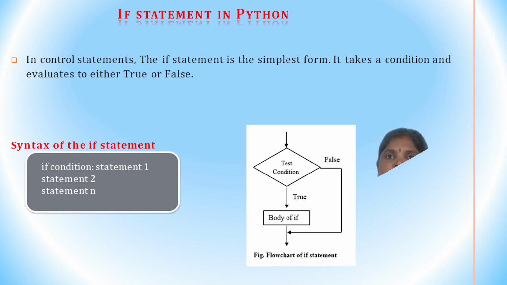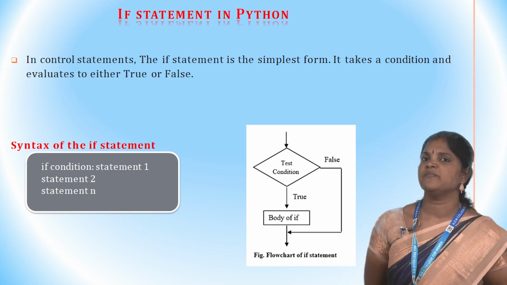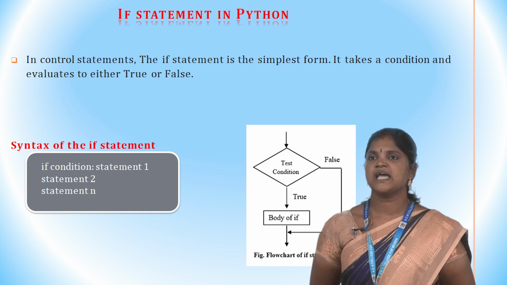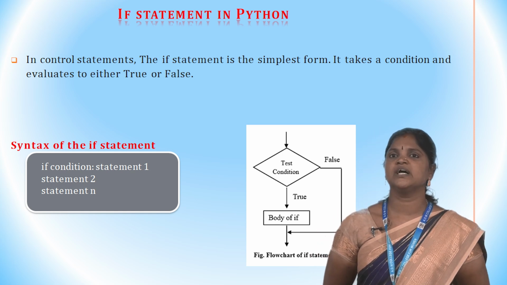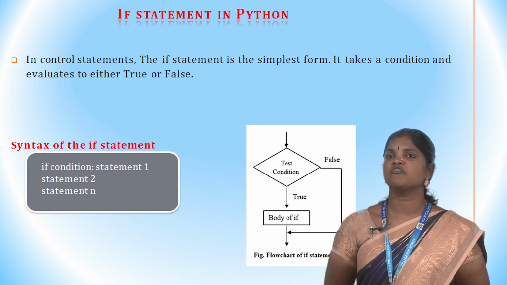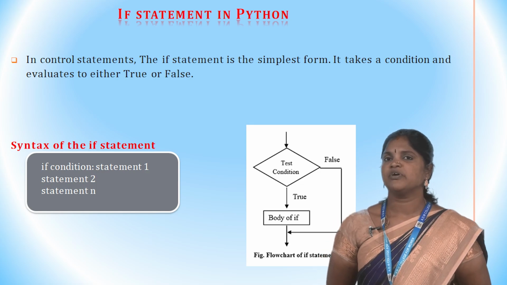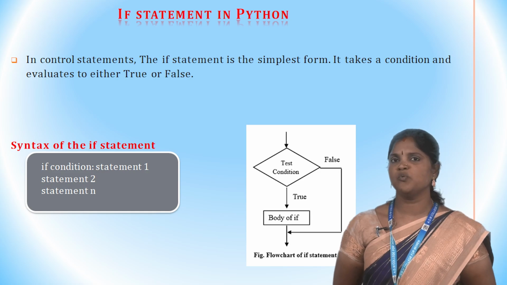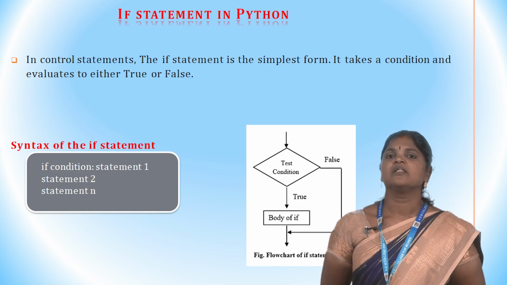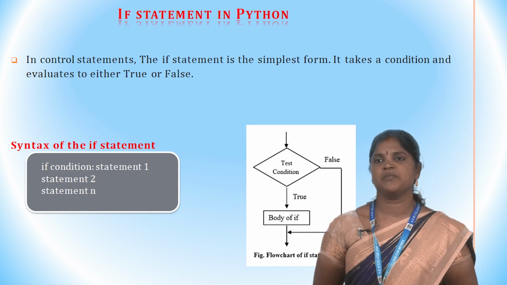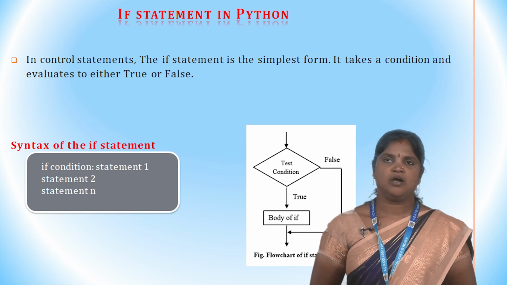If statement in Python. In control statements, the if statement is the simplest form. It takes a condition and evaluates to either true or false. If the condition is true, then the true block of code will be executed. If the condition is false, then the block of code is skipped and the controller moves to the next line. This is the syntax: if condition, statement 1, statement 2 and statement n. This is a flowchart of the if statement.